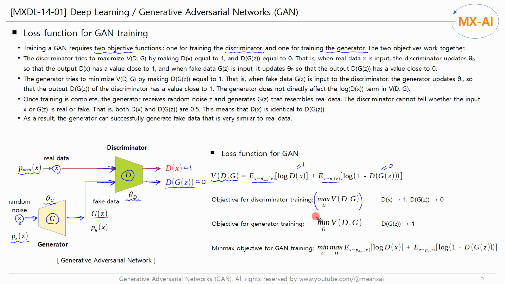The generator tries to minimize V of D and G by making D of G of Z equal to 1. That is, when fake data G of Z is input to the discriminator, the generator updates theta G so that the output D of G of Z of the discriminator has a value close to 1. The generator does not directly affect the log D of X term in the V of D and G.